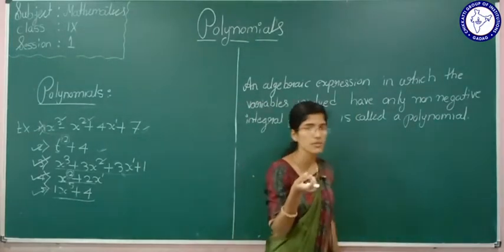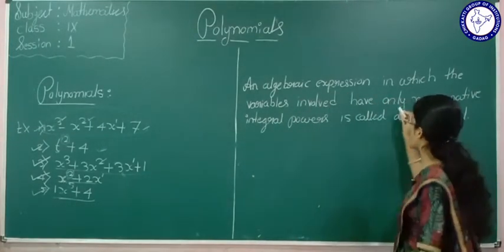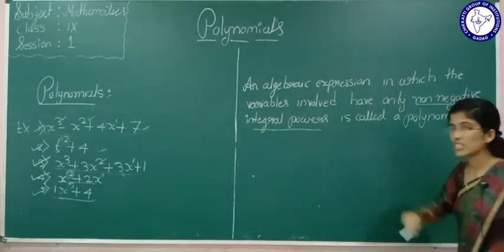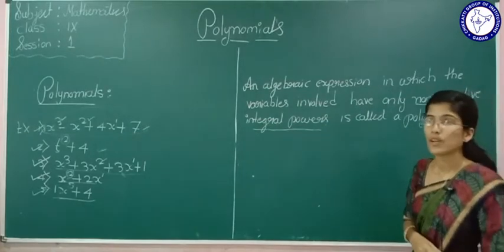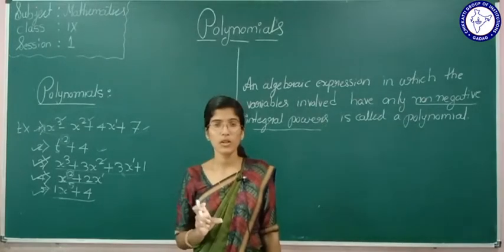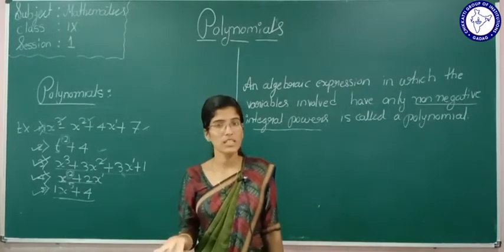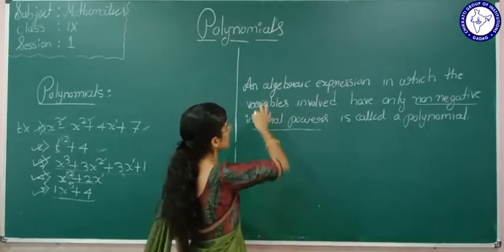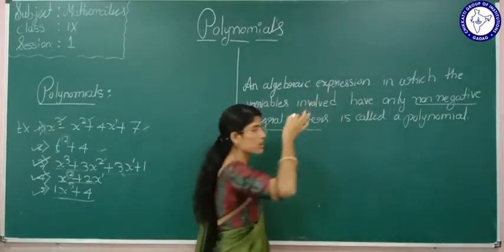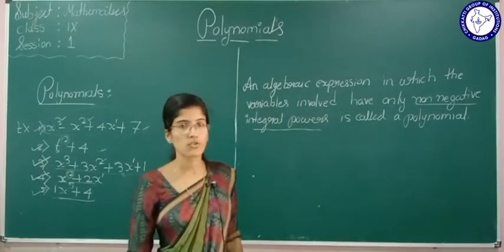Non-negative integral power means what? It is definitely a whole number only. Yes or no? Non-negative integral power means the integers in which the negative numbers are excluded. Only positive numbers and 0 are included. Positive integers and 0 included means definitely it is a whole number only. What we can tell is: an algebraic expression in which the variables involved have only whole number powers is called a polynomial. Understood what is a polynomial?